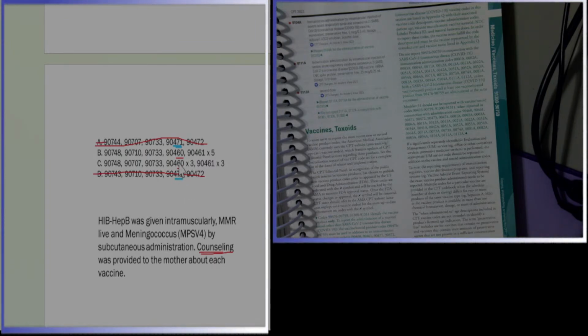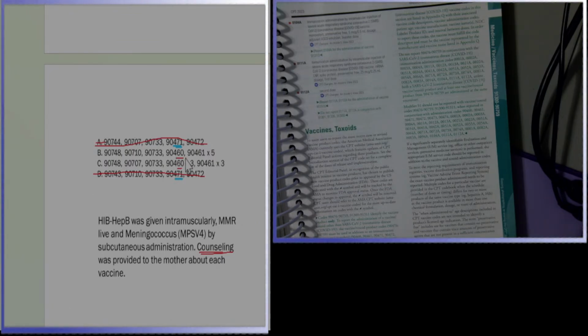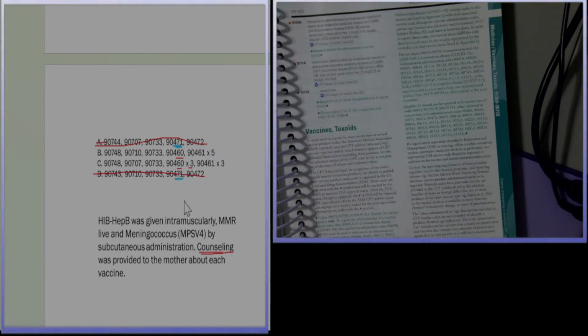So are we going to do our 60 without any timeses, or are we going to do our 60 with some timeses?